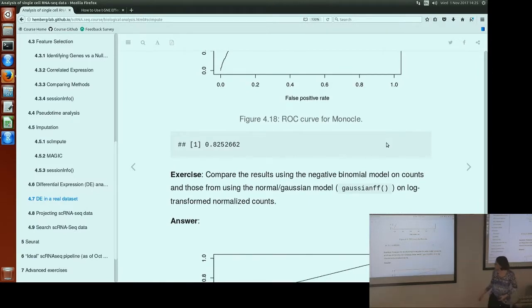So I have an exercise here to compare the results from using the negative binomial on the counts with using a Gaussian model on log-transformed normalized counts for this data. I'll give you 10 minutes to work on that.